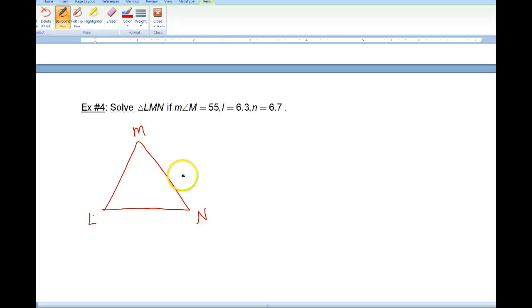Okay, so L is 6.3, N is 6.7, and we don't know M, and this is 55. It's so much better when we have an angle. This is side angle side, so this is going to be law of cosines. So what do we need? We need little m, angle L, and angle N.